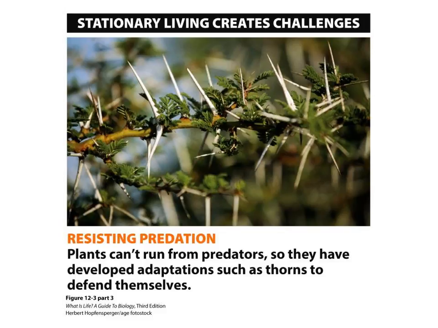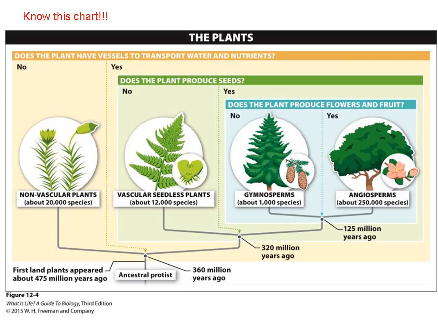Another stationary living challenge is resisting predators. But plants have adapted different ways to defend themselves. One is thorns. They also use chemicals, such as, think poison ivy. Plants have their own different categories.